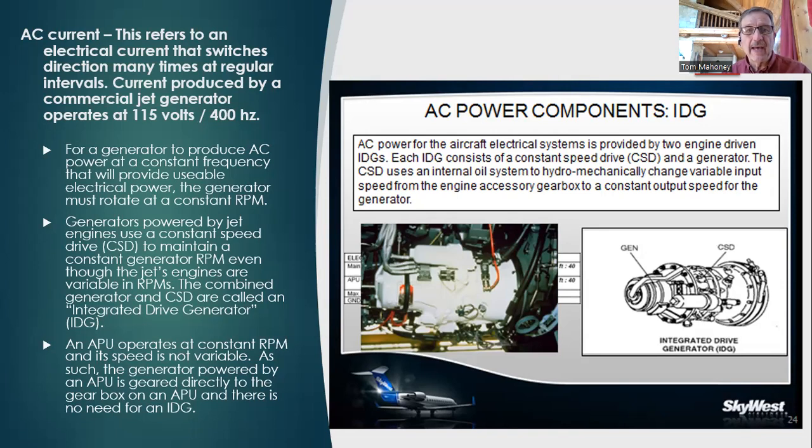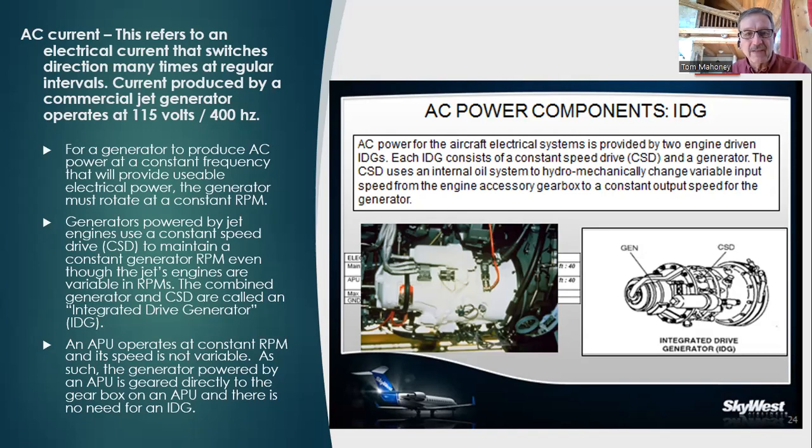For a generator to produce AC power at a constant frequency that will provide usable electrical power, the generator must rotate at a constant RPM. Now, how do we do that? Because we've got a generator hooked to our jet engine, okay? And that jet engine is variable in power and RPM. So if we change the power, we're changing the RPM. So we have to have a method by which that generator can maintain constant RPMs. We do that through the use of a CSD, constant speed drive.